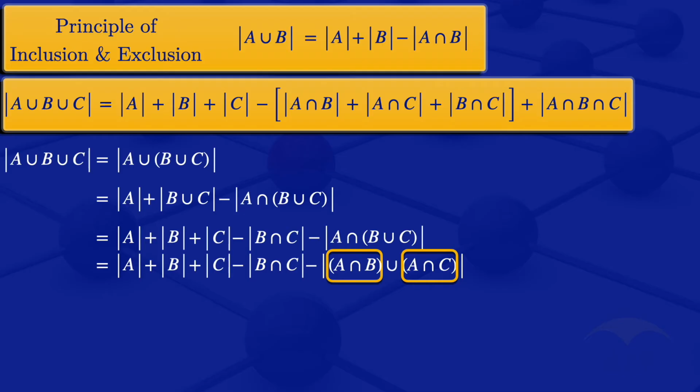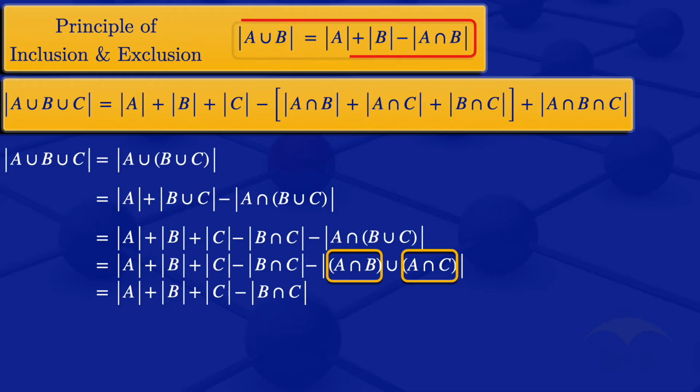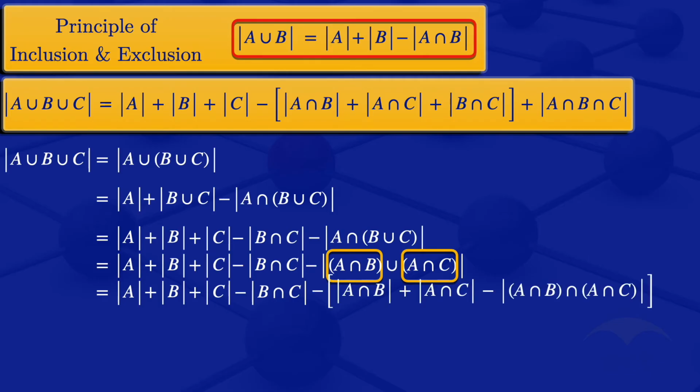I'll go on and write the parts that are not highlighted because they are not changing. So we have the cardinality of A plus the cardinality of B plus the cardinality of C minus the cardinality of B intersection C. Then we go on and apply the principle of inclusion and exclusion. Here, we have two sets, A intersection B and A intersection C. This part will be our A and this part will be our B. So our expression becomes the cardinality of A intersection B plus the cardinality of A intersection C minus the cardinality of A intersection B intersection A intersection C.